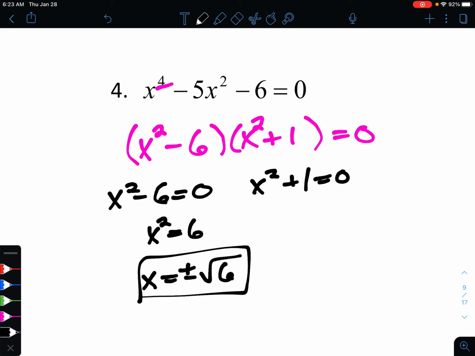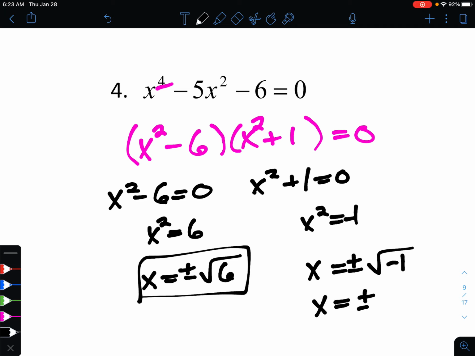Doing something similar on your second equation, we would start by subtracting 1 from both sides, then taking our square root. So we would have x is equal to the square root of negative 1. Again, don't forget plus and minus. And then remember that the square root of negative 1 is the complex number i. So our other two solutions are going to be complex. We're going to have x equals positive i and x equals negative i.